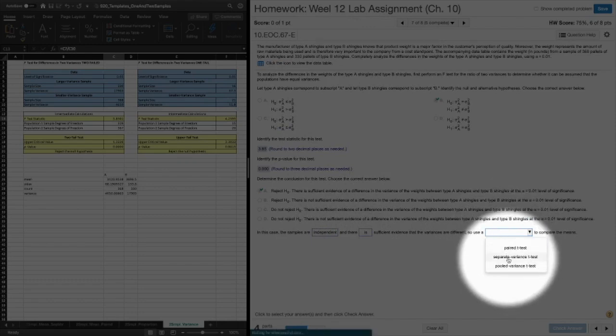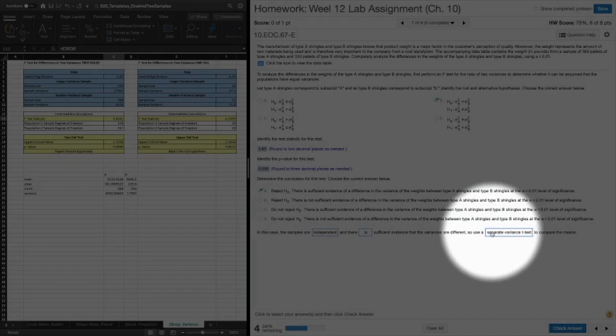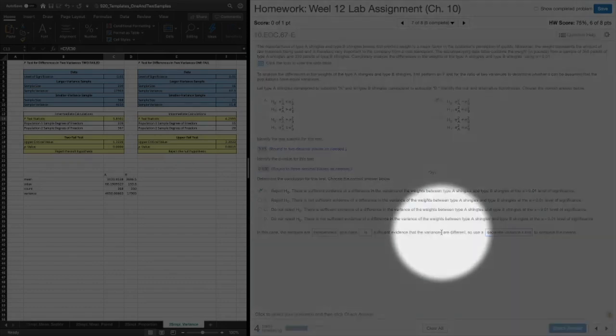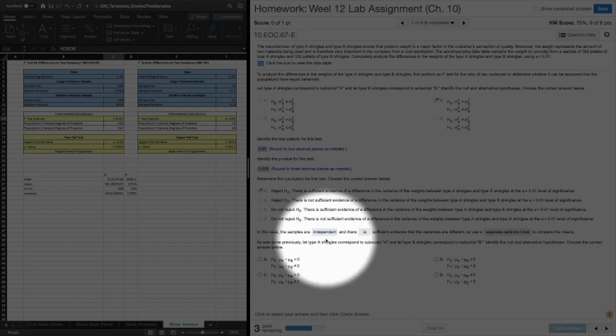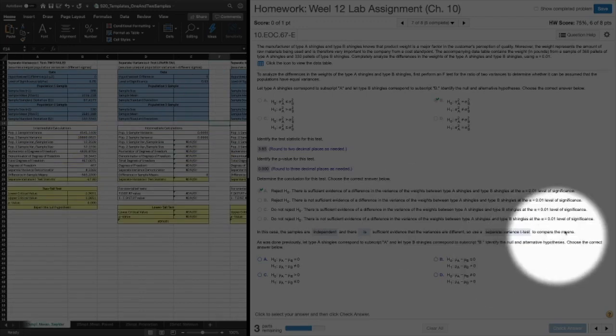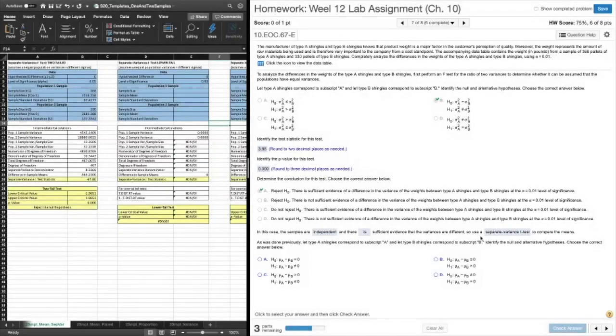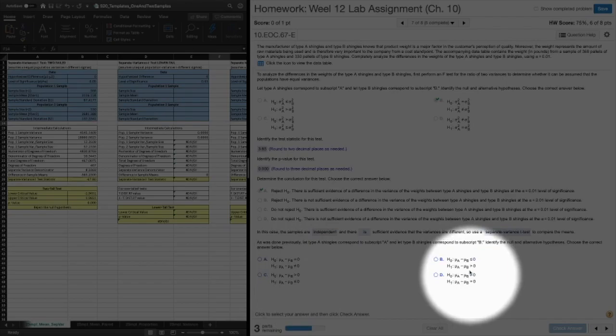Therefore, we use a separate variance test. Different variances, separate variance test to compare the means. By the way, this answer will always be independent unless you are using a paired test. So we're going to use a separate variance test. There it is. What are we doing? We're comparing the means. So we're just going to do an equality test, right? Not inequalities and definitely not unequal.